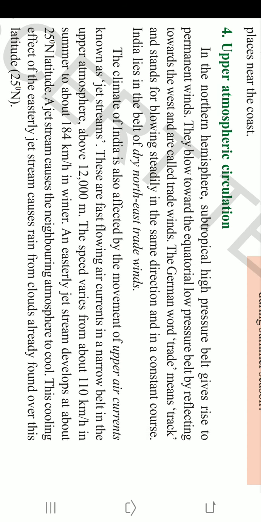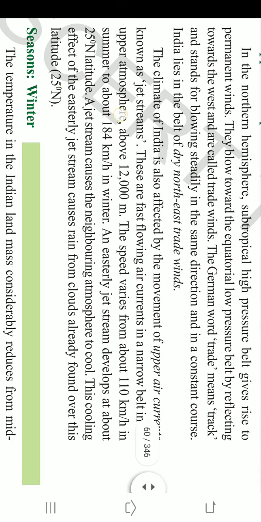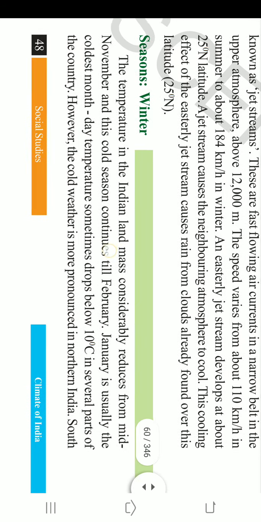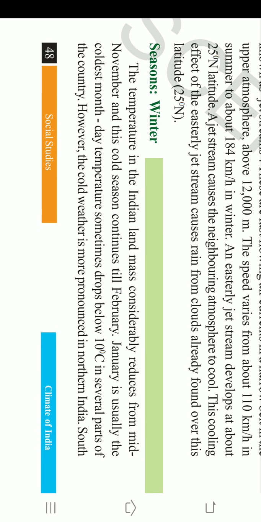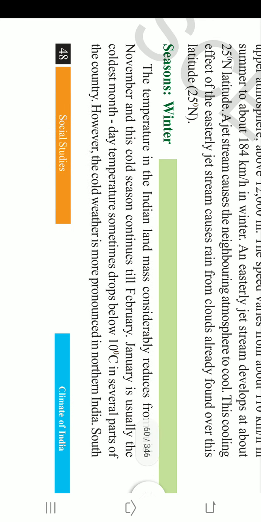Dear students, here we have seen the factors of climate. Now we will see the seasons, winter and summer. The winter season starts from mid-November and continues till February. January is the coldest month.